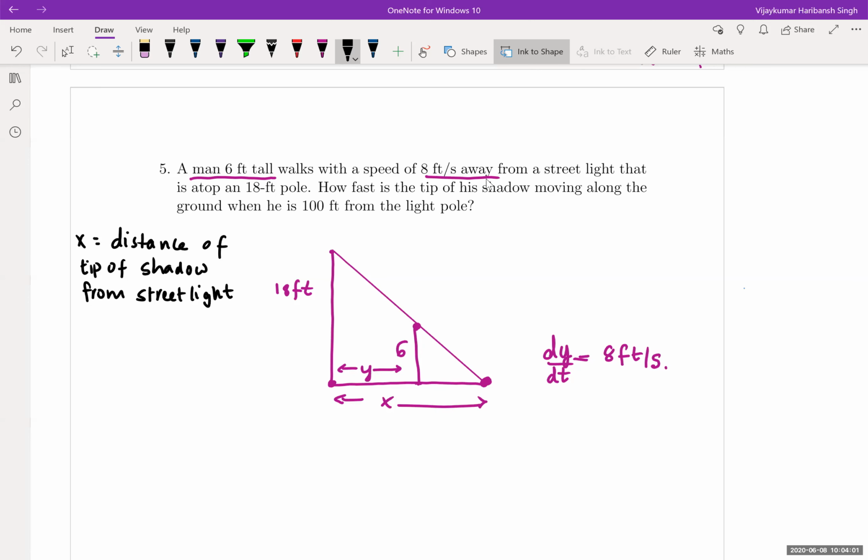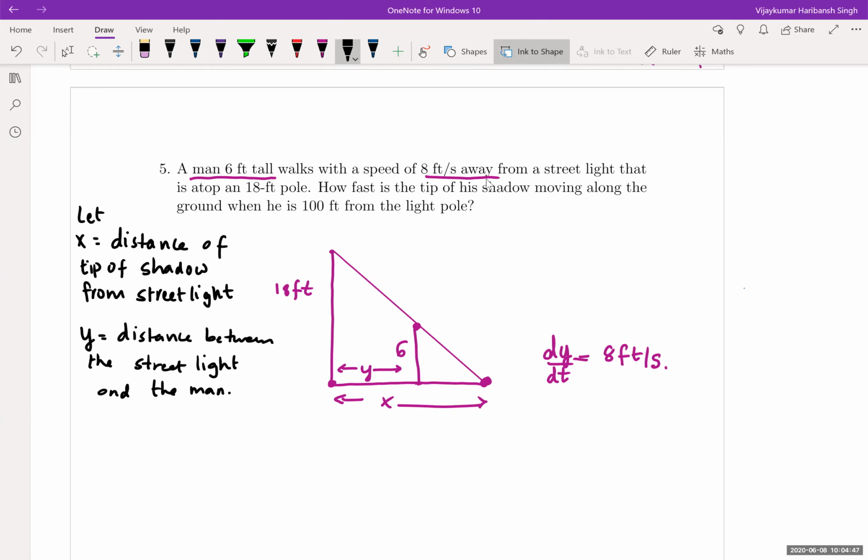Let y be the distance between the street light and the man. These kinds of things must be quoted properly. Okay, so that's clear what they are. Now let's find out how to make a relation between x, y, 18 and 6.